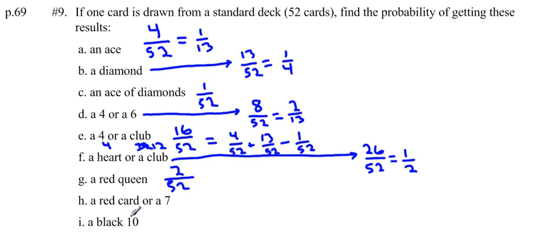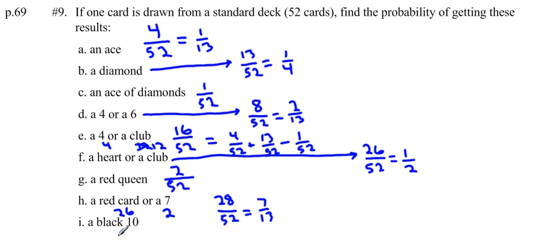Okay, next one, a red card or a 7. I know in my deck of 52 cards, half of them are red, so 26 of those cards are red. I know there's 4 7s, but before I even write down 4, 2 of those 7s are red. 7 of hearts, 7 of diamonds, 2 are black. So 2 of them are already counted in this 26. So I've got 26 red cards, and I've got 2 additional cards that will work. So my answer is 28 out of 52. And again, we can reduce that if we choose. I believe that'll reduce to 7 over 13.